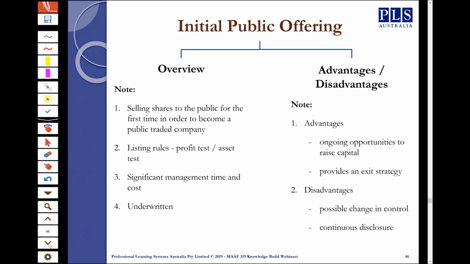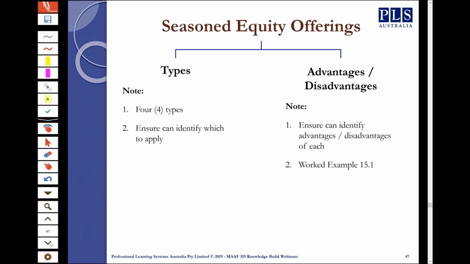They also expect you to understand that to undertake an IPO does take significant management time and cost, which is where you get one of the negatives. But of course, the way you ensure that it's successful is to have it underwritten. So advantages, disadvantages for me is something to consider in this area. Advantages, getting ongoing opportunities to raise capital, provides an exit strategy. Disadvantages, you've got your possible change in control, and you've got that continuous disclosure requirement. The other side to your IPO is your seasoned equity offerings. Basically what you're looking at with seasoned equity offerings is that you've got your 4 types. I would just make sure I can identify which to apply in which instance.